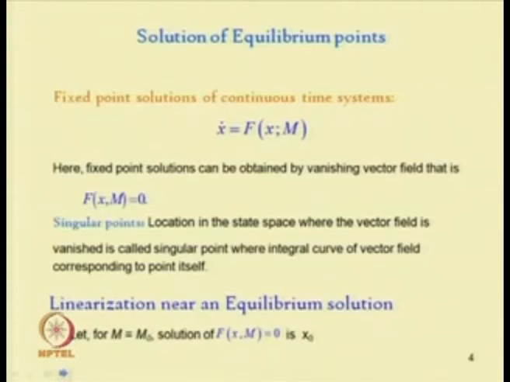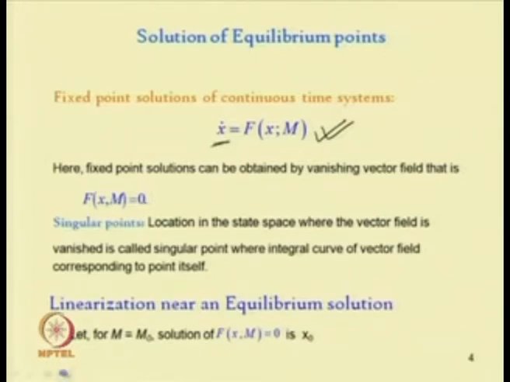Before that, we have discussed the equilibrium points. To find the fixed point response of a system, if the system is represented by the first order governing equation x dot equal to f(x, m), where m is the control parameter, then by putting the time derivative equal to 0 and solving that equation, we obtain the equilibrium equations.